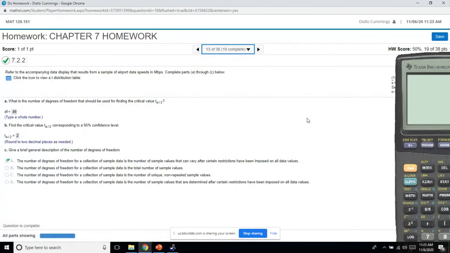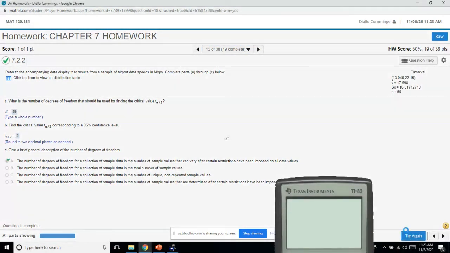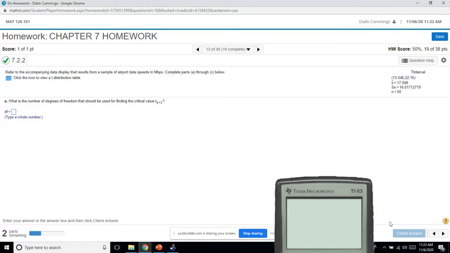Okay, and I will generate another example. So here it says refer to the accompanying data display that results from a sample of airport data speeds in megabytes per second. So I can see on the right hand side I have a T interval and it's 13.046 to 22.15. So I can conclude that the true population mean is within this interval.